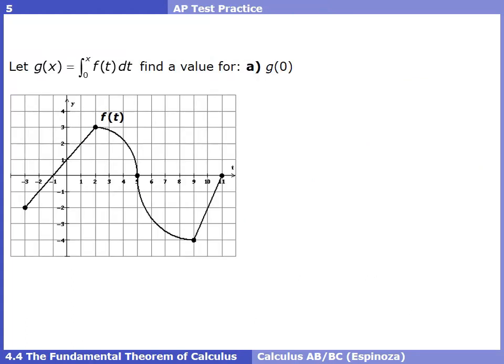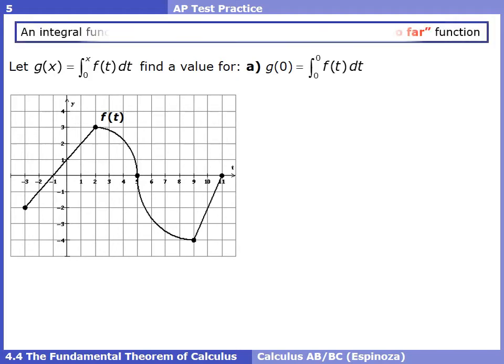Okay, here's a great AP test practice problem that's going to hopefully get you to see something you might have realized back in 4.3 when we were finding these areas visually or geometrically, and that is this. An integral function is what we call an accumulation function or an area so far function. The reason it's called that is because as we move from left to right, we're adding up all these areas to figure out the net area. Area above the x-axis is positive, area below the x-axis is negative.